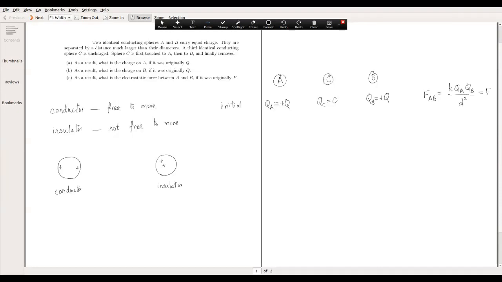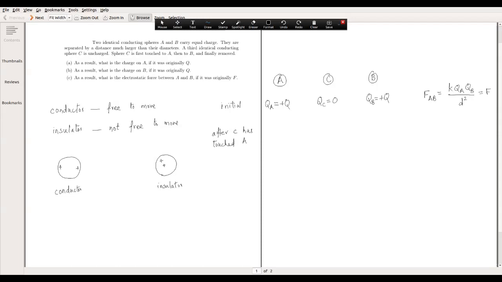Now, afterwards, a third identical conducting sphere C, which is uncharged, is first attached to A. So let's talk about the situation where C is brought closer to A, touched to A, and then taken back very far away. So this is the situation after C has touched A. All these are conductors, so by touching, the charges are free to move around, they redistribute themselves, and by redistributing, we mean that the charges average themselves out.